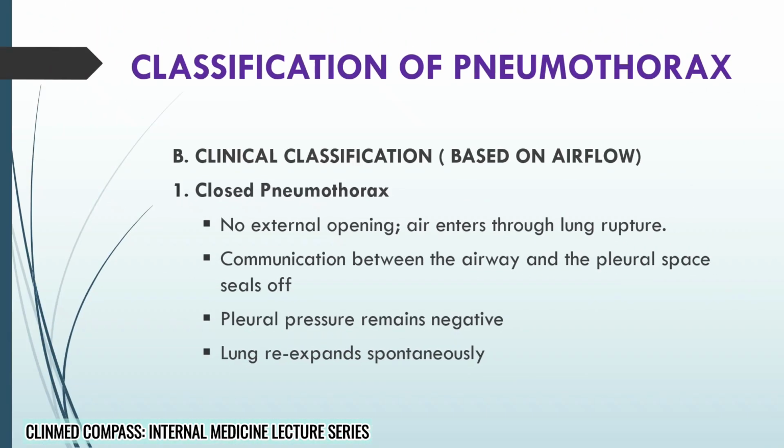Now we'll look at the clinical classification of pneumothorax, which is based on airflow. First is the closed pneumothorax. In closed pneumothorax, air leaks into the pleural space via a lung breach, but the communication seals off. Hence, the pleural pressure remains negative, so spontaneous re-expansion of the lung is possible.